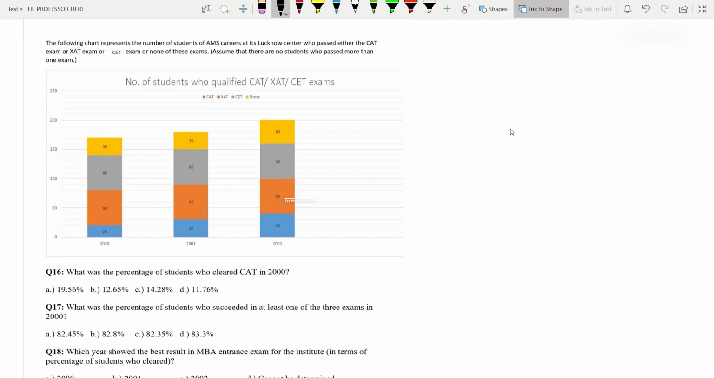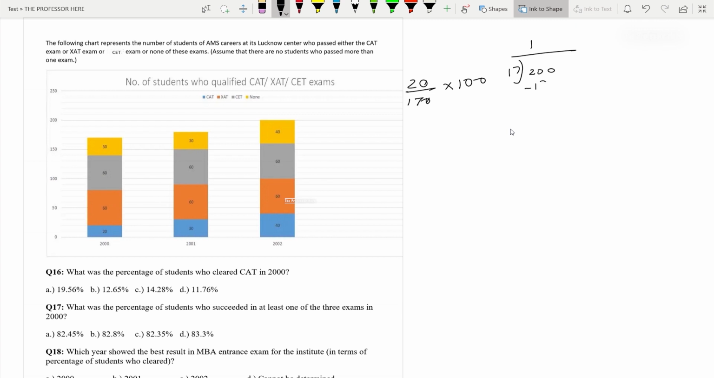Question number 16. What was the percentage of students who cleared CAT in 2000? The blue color represents CAT. There are 20 students who qualified for CAT. So the total number of students in 2000 is 170. So 20 divided by the total number of students, which is 170, into 100. So 200 divided by 17.